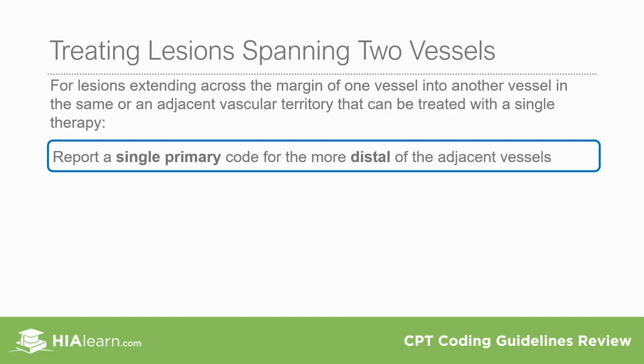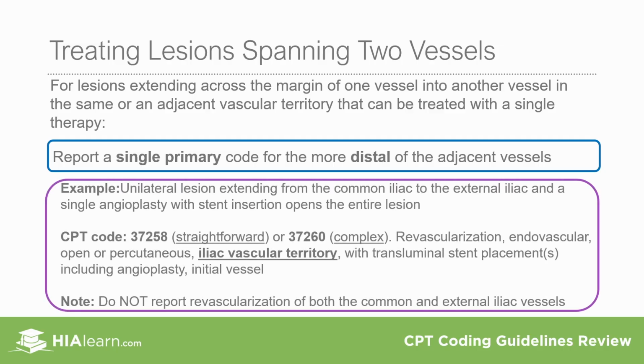For example, a unilateral lesion extending from the common iliac artery into the external iliac artery, opened by a single angioplasty with stent placement to open the entire lesion, is coded as either 37258 for treatment of a straightforward lesion or 37260 for treatment of a complex lesion. Do not report revascularization of both the common and external iliac vessels.